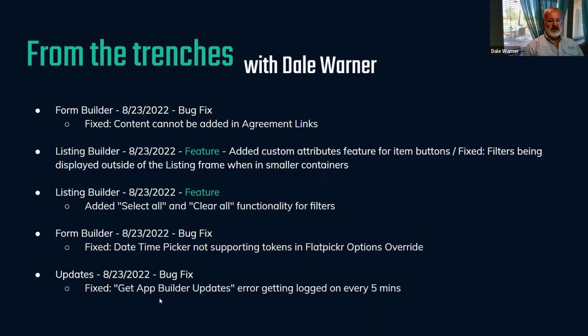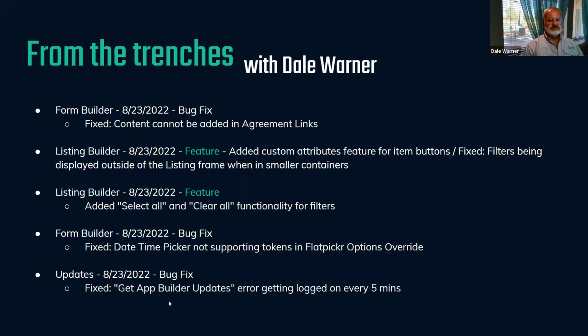Behind the scenes, we have a job called Get App Builder Updates. This looks at our systems and finds the updates that are available to you, and it runs every 5 minutes. Prior to this update, our job was logging an error every 5 minutes. It was working just fine, but logging an error. So we've resolved that. So on to features.